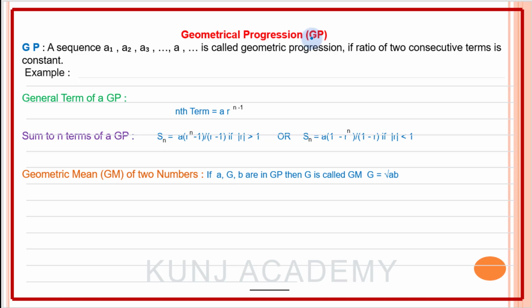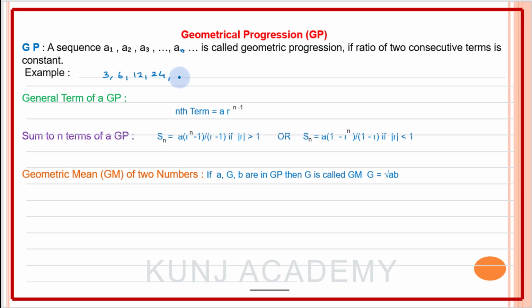Geometrical progression, GP. A sequence A1, A2, A3, ..., An is called a geometric progression if the ratio of two consecutive terms is constant. कोई भी sequence अनुक्रम geometric progression गुणोत्तर श्रेणी कहलाता है यदि दो लगातार पदों का अनुपात कांस्टेंट, स्थिर हो.